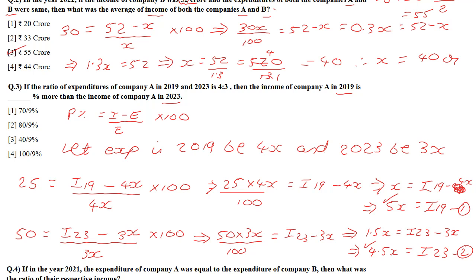Let's have a look. Okay, 100 upon 9 percent, and therefore your answer is option 4. This is slightly lengthier than the sums we've just done. Obviously, if you have any doubts, feel free to put them in the comments. Now, moving forward.